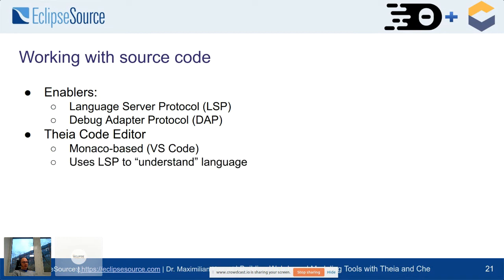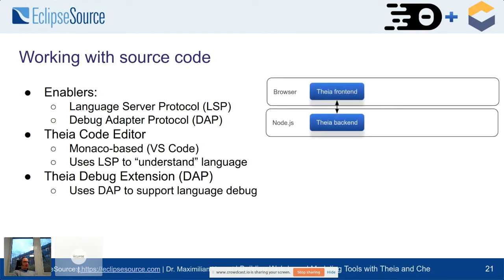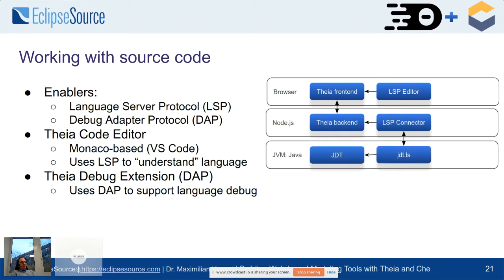It uses the language server to understand the language, in our case, Java. And Theia also ships with some UI to debug, and that uses the debug adapter protocol. And if we look at that from a more architectural point of view, we have the Theia front end and the Theia back end. And the LSP editor is just an existing contribution front-end extension that you have in Theia. And there is a connector that connects to a language server. In this case, it was JDTLS, the JDT language server, which uses JDT. It's also why some of the things look very familiar if you're familiar with the Eclipse JDT, because they're based on exactly the same code.